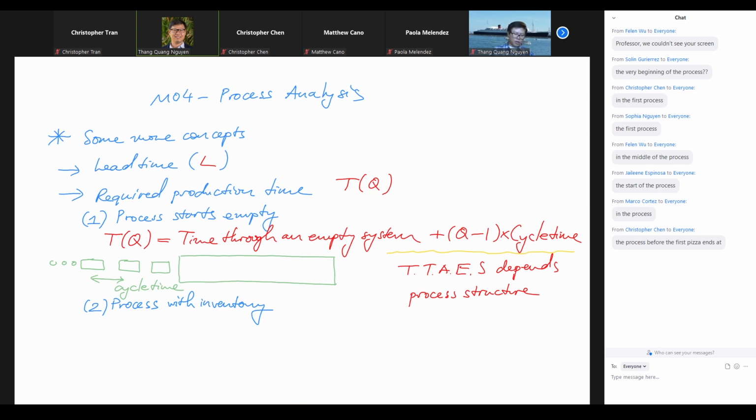So for example, if it is in the middle of the day, then we already have some pizza inside the process, so we already have it, and then here is the equation, right? The time to produce Q units equals Q units times the cycle time per unit.